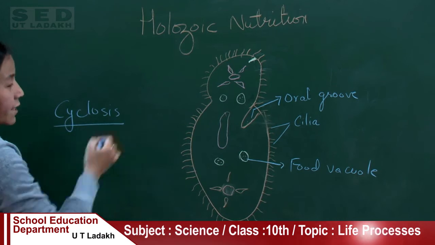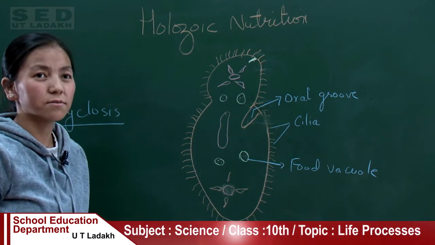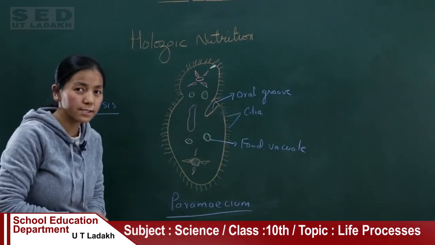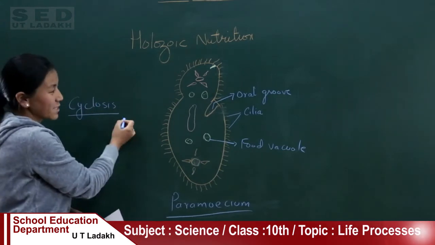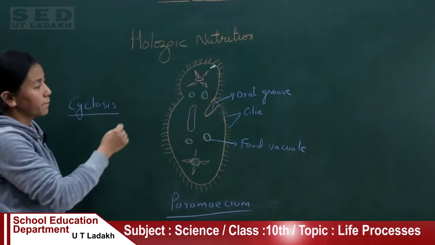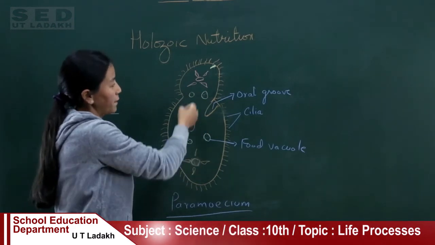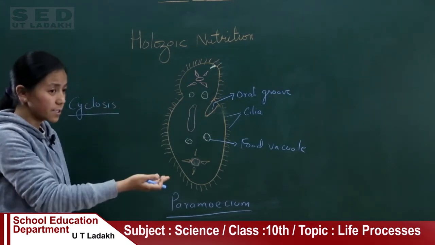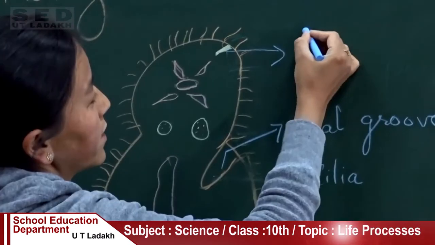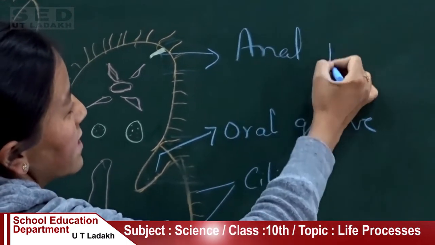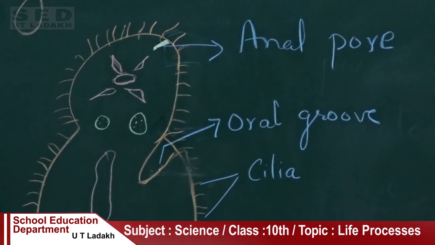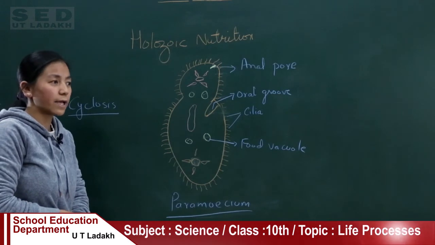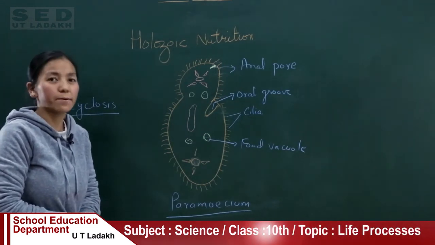As in amoeba we have seen that the process of taking in food takes place by the process called phagocytosis. Here the process is known as cyclosis, right? In paramecium, the food travels in the cytoplasm, and some of the food is digested and some undigested food is left, which is taken out with the help of a small pore known as the anal pore. Okay, so these are examples of Holozoic nutrition in unicellular organisms like amoeba and paramecium.